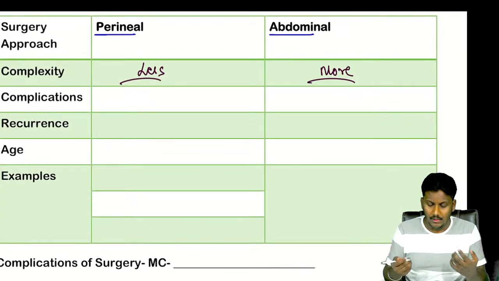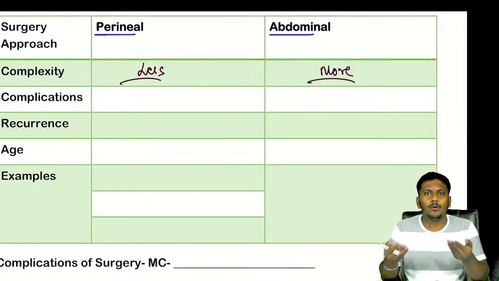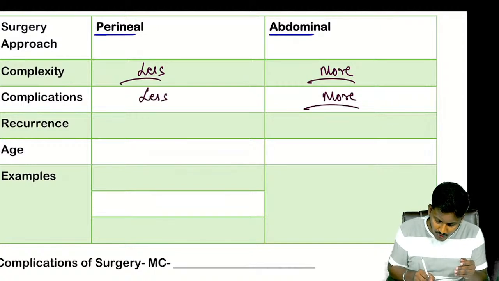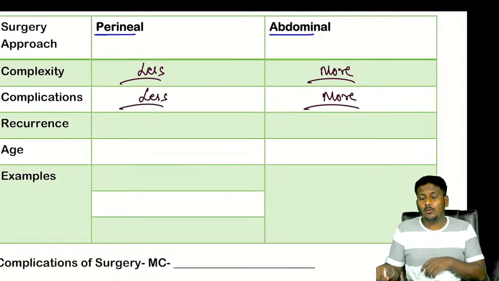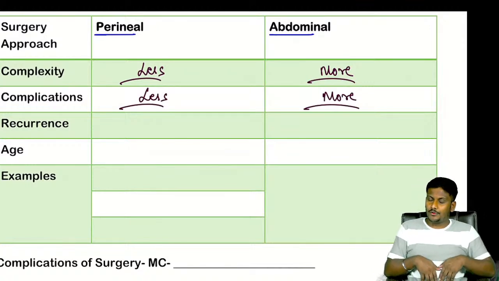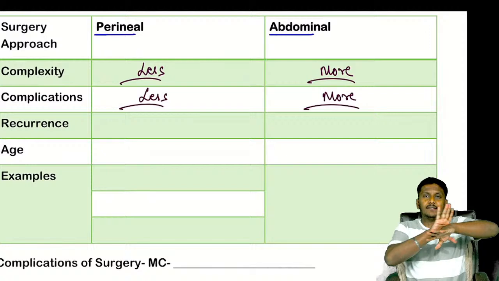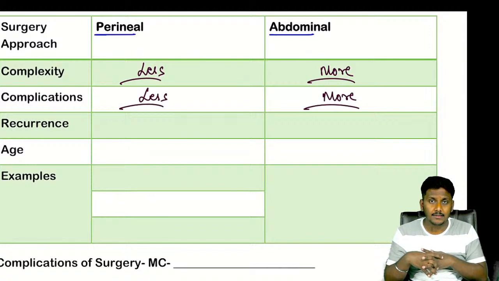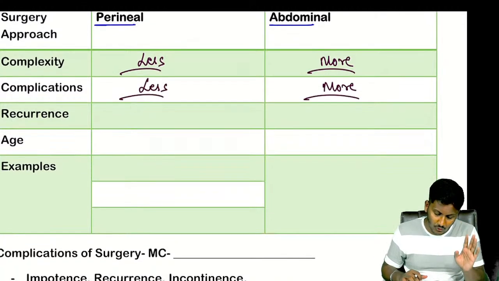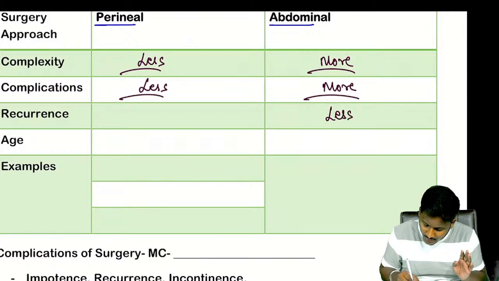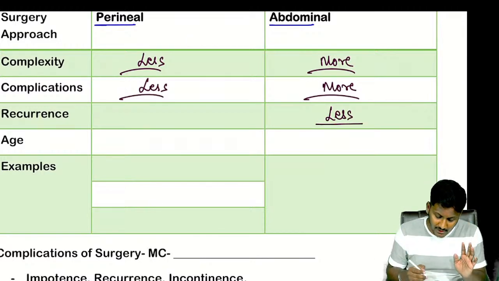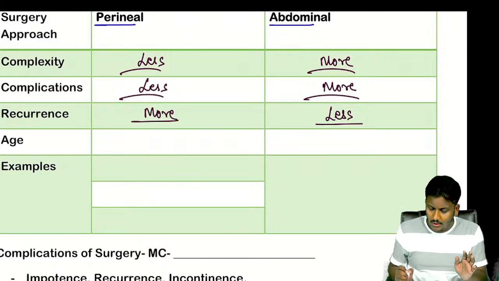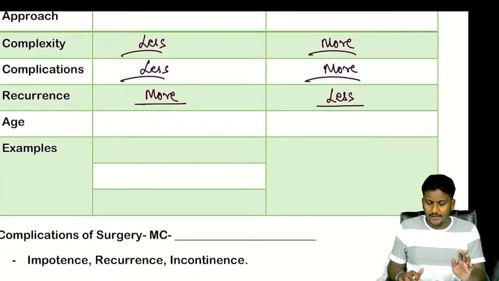Complications, obviously, the surgery which is more complex will have more complications with it. So abdominal approach surgery will have more complications, but the perineal approach surgery will have less complications. But what is the funda? When I do abdominal approach surgery, I pull up the rectum properly, I fix the rectum properly with the help of a mesh, so that the chances of recurrence are very, very less. So though abdominal surgery is definitely more complex, with more complications, the chances of recurrence will be less. But in a perineal approach surgery, the chances of recurrence are going to be high.